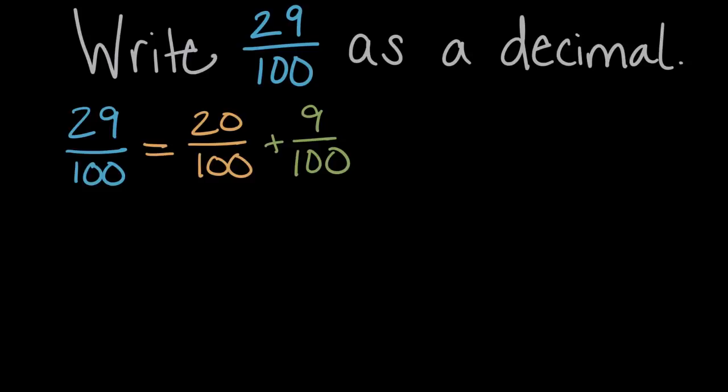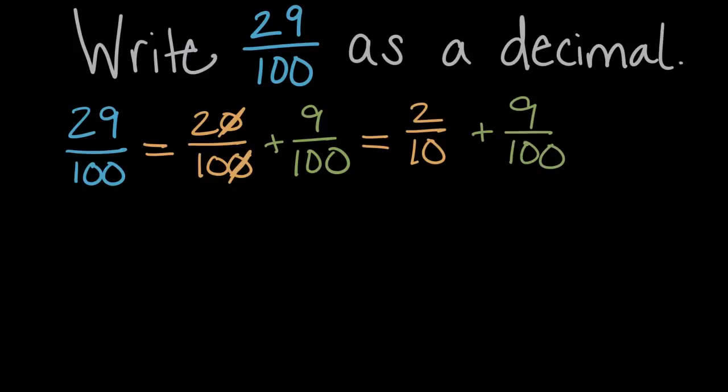Going from there, we can simplify even more. 20 hundredths can be simplified. We could divide 20 and 100 by 10. So we'll say 2 tenths plus 9 hundredths. And now, if you can hear the tenths, hundredths, these are place values we should recognize from decimals. So what we've shown here is that 29 hundredths is equal to 2 tenths plus 9 hundredths.